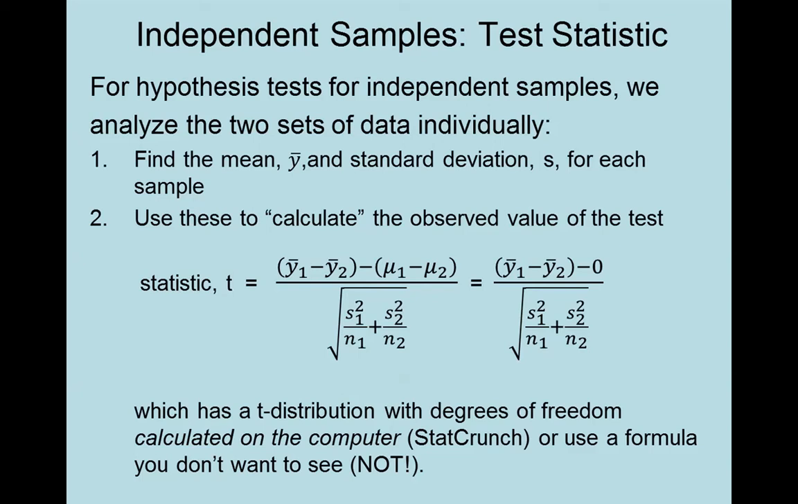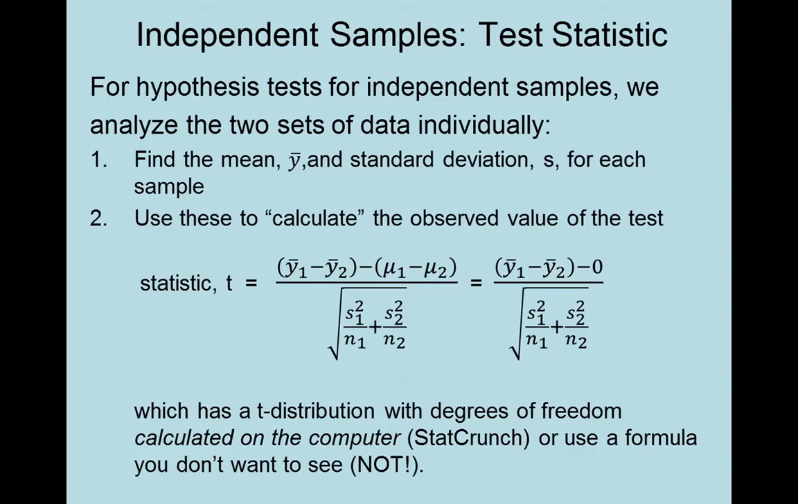minus the difference in the population means, mu1 minus mu2, then divided by the square root of the standard deviation squared over the sample size for the first sample plus the standard deviation squared over the sample size for the second sample. Now in this course we only look at a null hypothesis where the two populations are equal, which means the means are the same. So if you subtract a number from itself, you get 0. So really that numerator can just become the difference in the two y bars, because you're subtracting 0, which doesn't change anything.